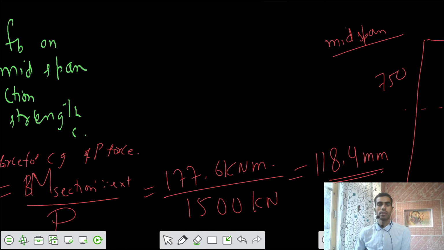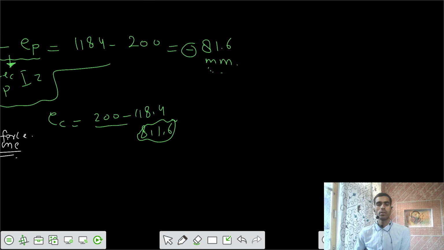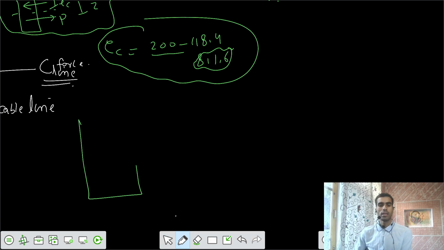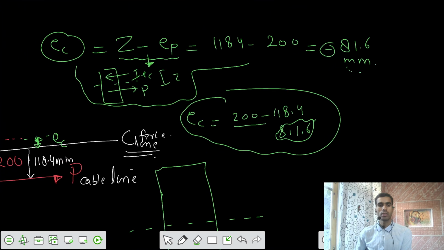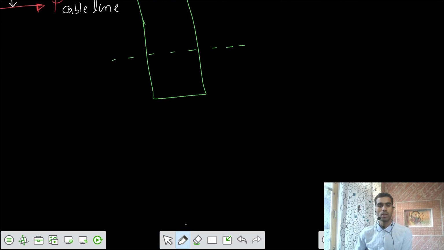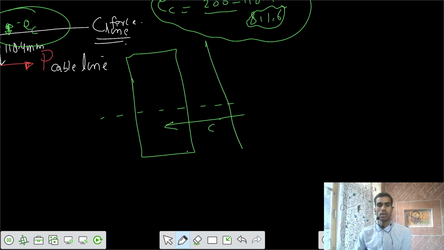Now the third part of the problem is that you have to calculate the stresses at the midspan section using the strength concept. That means once I got the value of EC, I had to calculate the stresses on that midspan section based on the concept of that C force. Let's say this is your section and this is your neutral axis. Your EC is below the neutral axis. Can you see that? There is some C force acting on this section at some eccentricity EC.